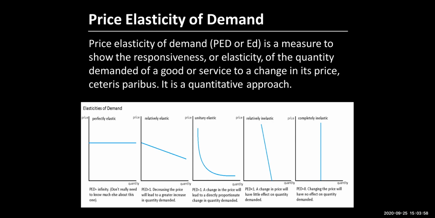Fourth one we have is relatively inelastic, which is a steeper curve, and we can see that the percentage change in demand is less than percentage change in price. So ultimately it means that percentage change in price is more as compared to demand. And lastly, we have perfectly inelastic, which means there is no change in demand at all due to change in price. So these are the 5 degrees of price elasticity of demand.